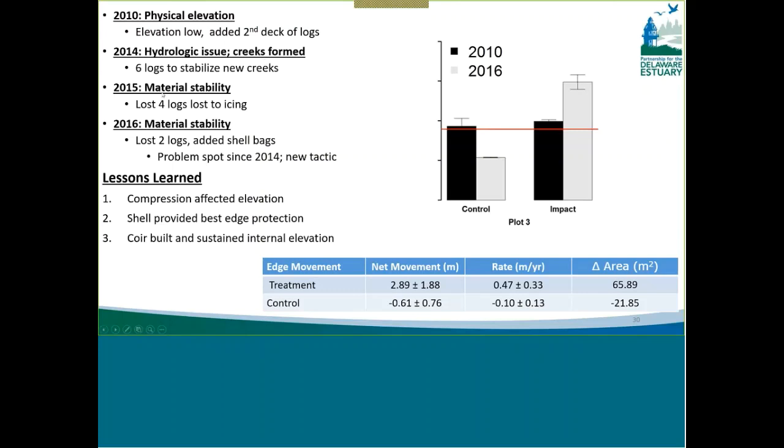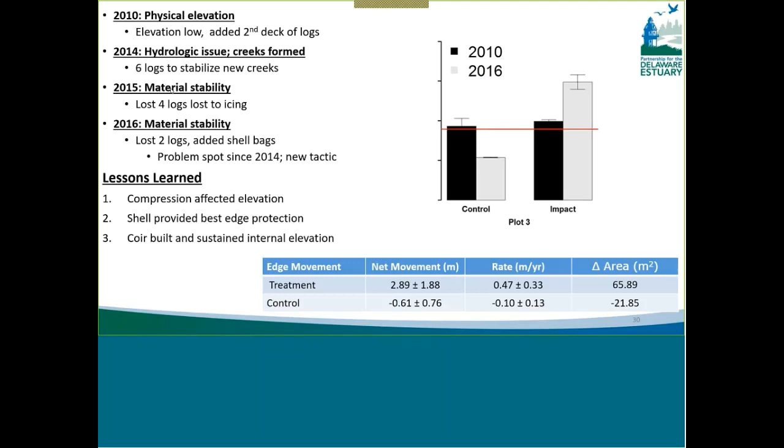In 2015, five years after install, as Chris mentioned earlier, we started to lose logs to icing. We started to take them out, and in 2016 we lost a few more. At that point, we just replaced the coir logs with shell bags. The shell bags have been great since then. We put them at the same places, at the same elevations, and everything has been stable since then. A couple of new creeks are forming in one.